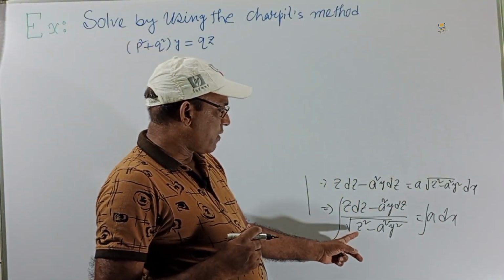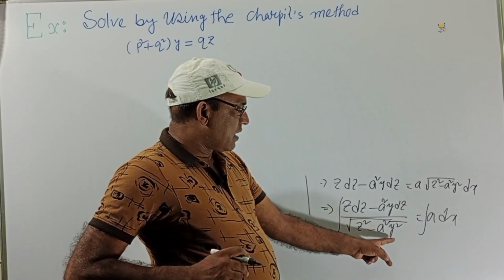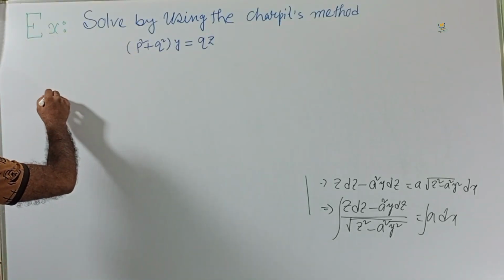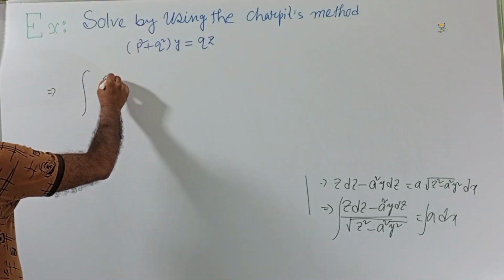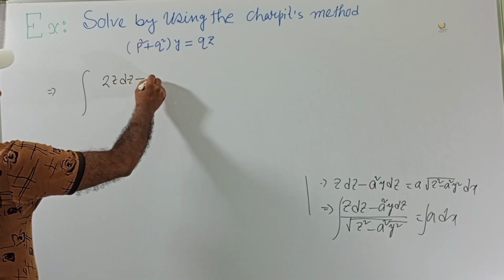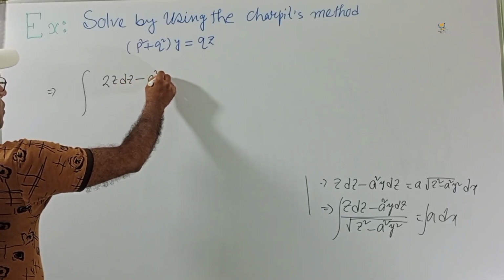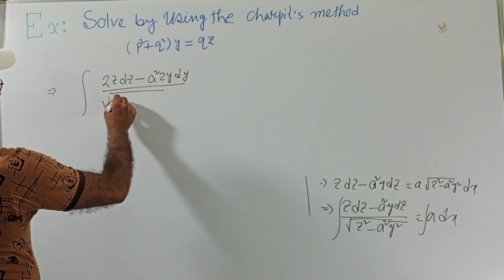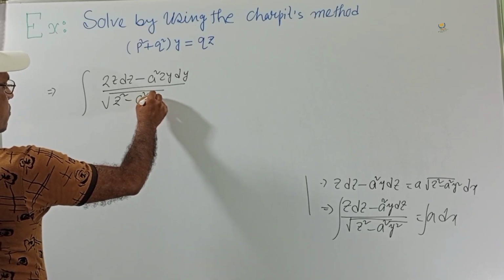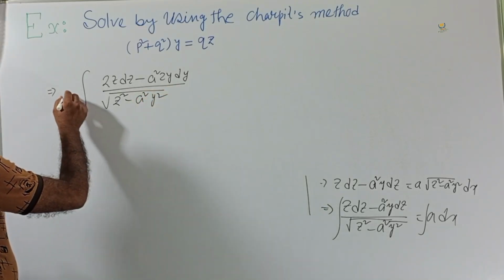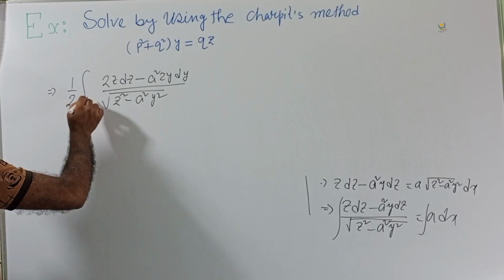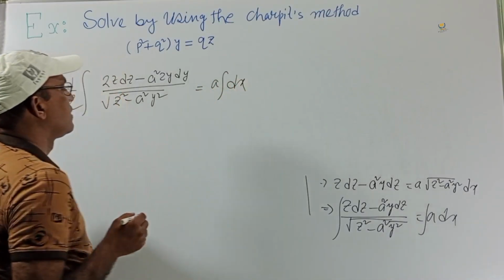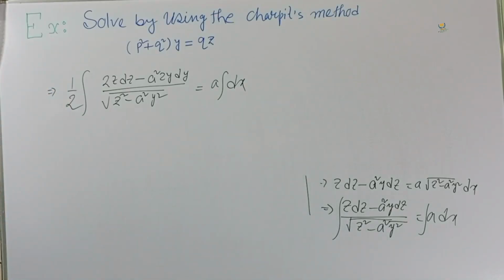If we differentiate z square, we get 2z. Differentiate y square, we get 2y, but the 2 is absent, so we write here in this way: 2z dz minus a square 2y dy by root over z square minus a square y square, and this 2 extra, we write 1 by 2 outside, equal to a into dx. So this is the standard integration.